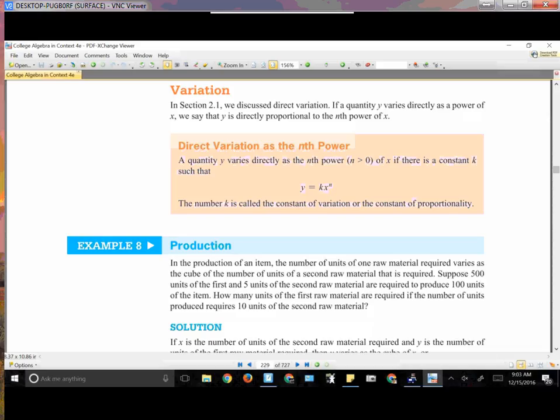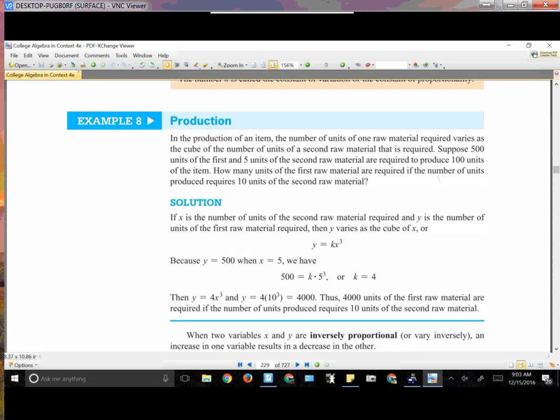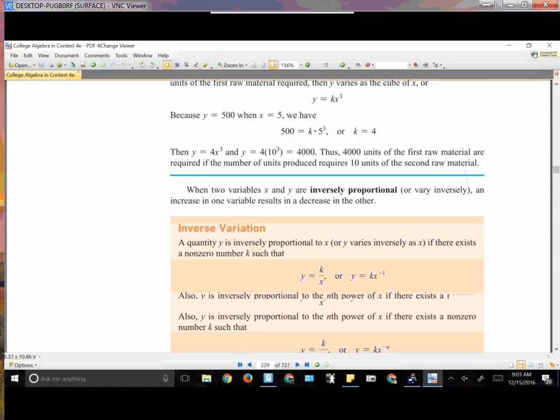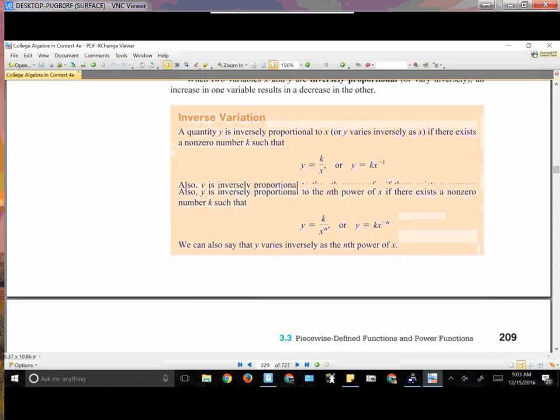Variation functions. Notice these are all kind of variations on a theme. You guys don't like my jokes. Y is equal to k x to the n. It's a variation equation because there's some constant in there. You have x raised to some number n. So, inversely proportional. Some more.